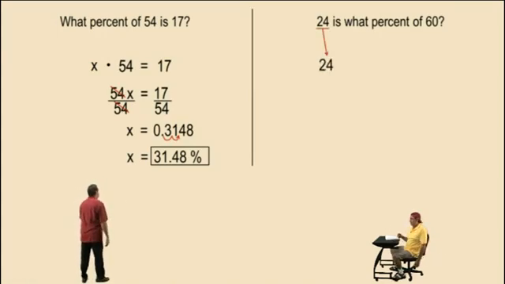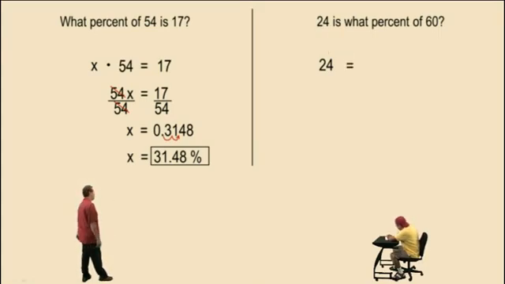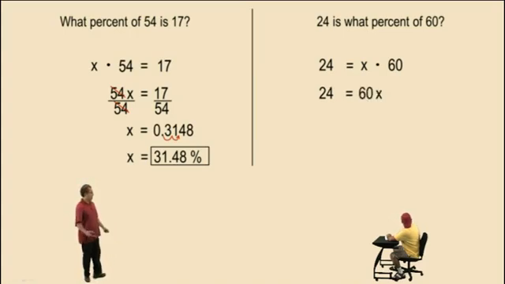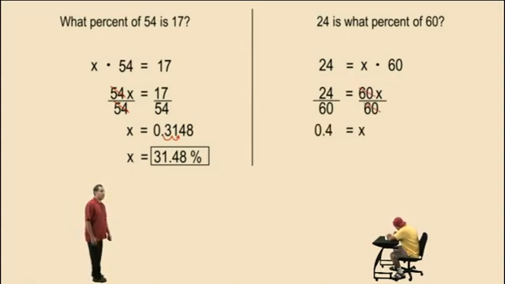Okay, 24 is what percent of 60? Let's read and translate. 24 is, that's equals, what percent? That's our unknown. So we'll represent that quantity by x. Of is multiplication. Put in our 60, and there's our equation. 24 equals x times 60, or 60 times x, 60x. To solve for x, we divide both sides by 60, and 24 divided by 60 is 0.4. That's 4/10.